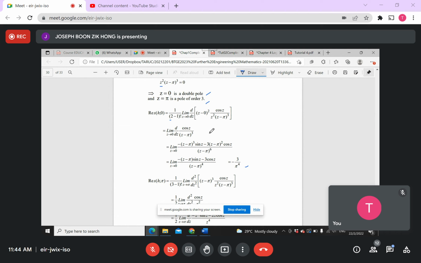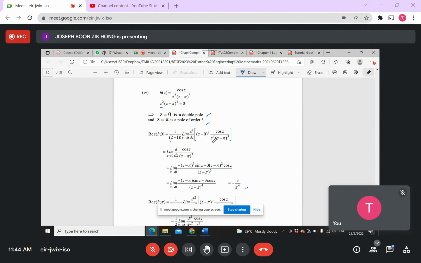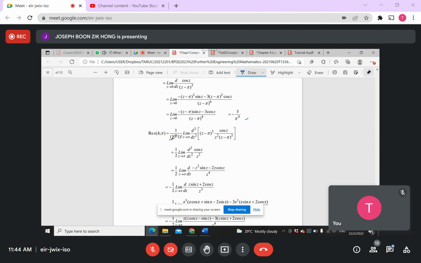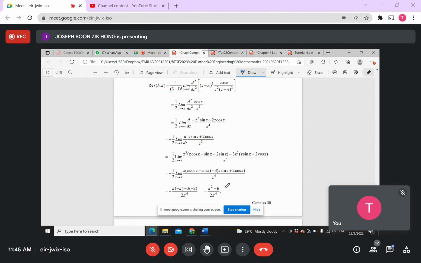Okay, because this one is of order 3, now change your m into 3, and then you have to differentiate 2 times, but the rest will be the same. But you have to differentiate 2 times, so it seems much longer. Okay, have a look.